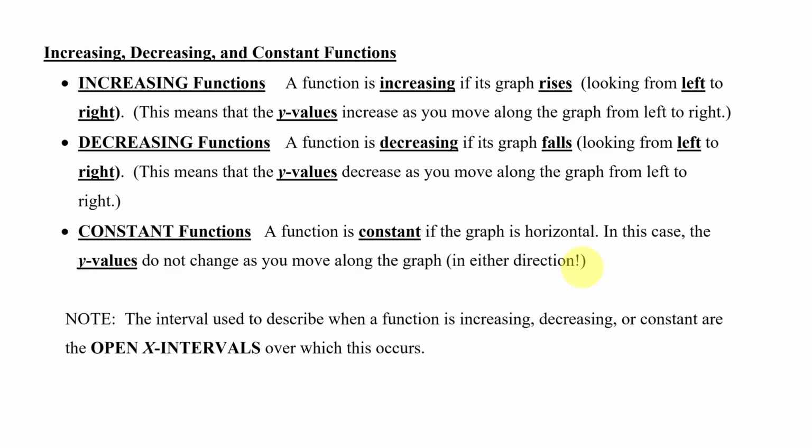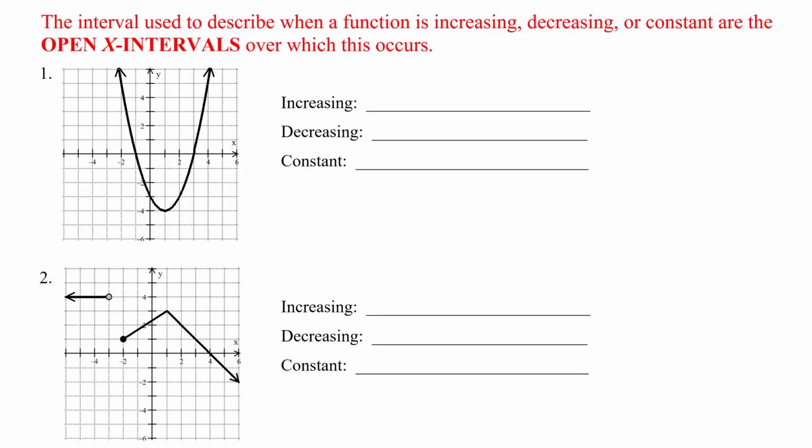One important thing to remember is that we must read the graph in the correct direction. We need to read the graph moving across the graph from left to right. Another thing to note is the intervals used to describe when a function is increasing, decreasing, or constant are open x intervals over which this occurs. So I need to be looking at only the x values of the points involved. So let's look at a couple of examples.